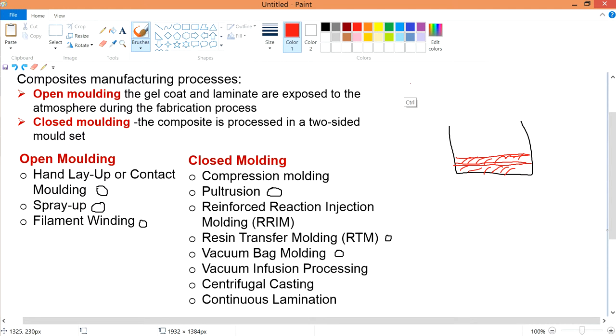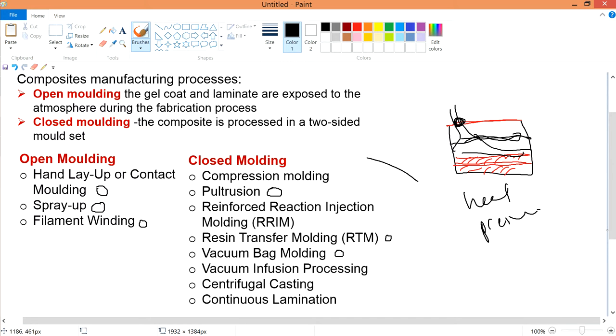As for closed molding, straight away you know that there will be a cover. So one way is that you feed. There will be a hole over here, so you feed the resin in. You fill it up, and after that you let it cure under a certain heat or certain pressure. Later on we'll talk about it.